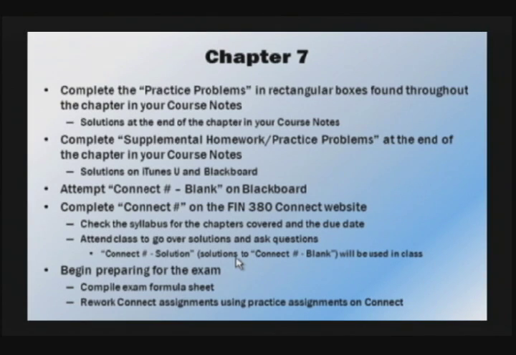Begin preparing early for the exam, compiling your formula sheet as you go. Do that chapter by chapter. Don't wait until the end to do that all at once, but do it as you go. And remember, we repost the Connect assignments for additional practice, so you may work those as many times as you like as you prepare for the exam. The numbers tend to be different every time you work it, so you can get additional unlimited practice using Connect.